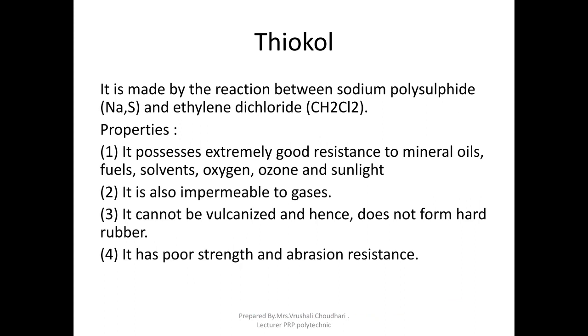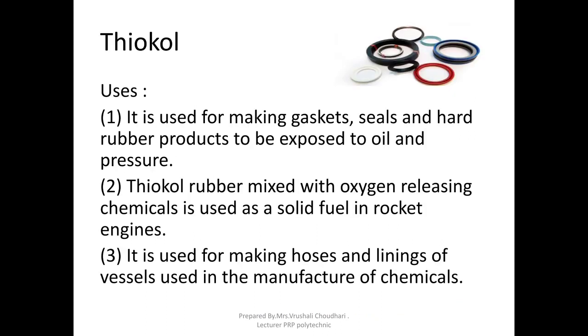The next rubber is Thiokol. It is manufactured by the reaction between sodium polysulfide and ethylene dichloride. What are the properties of Thiokol? It possesses extremely good resistance to mineral oils, fuels, solvents, oxygen, ozone and sunlight. It is also impermeable to gases, but it cannot be vulcanized, so it does not become hard. It has poor strength and abrasion resistance.